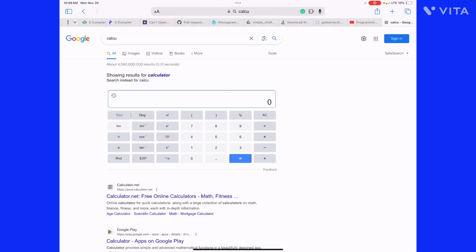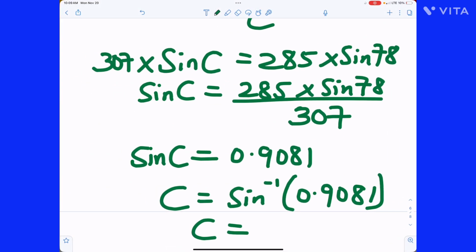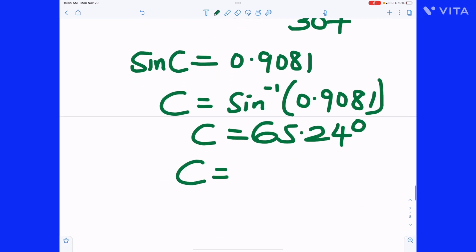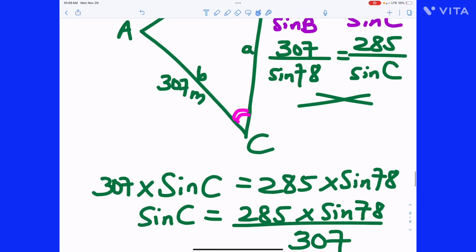Inverse sine of 0.9081. Okay, I'm sorry for this. 65.24. That is 65.24 degrees. Let's approximate it to one decimal: 65.2 degrees.